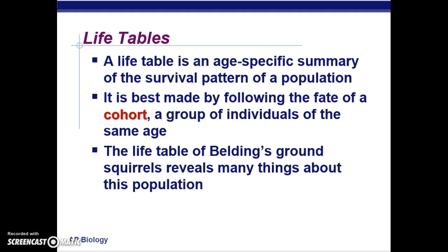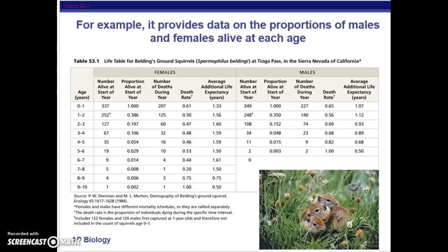There's a life table that we're going to look at on the next slide of a Belding's ground squirrel population that will tell you a lot about that population. So I'll have you take a look at this now. So one of the things you can see by looking at this life table is the proportion of males and females alive at each age.